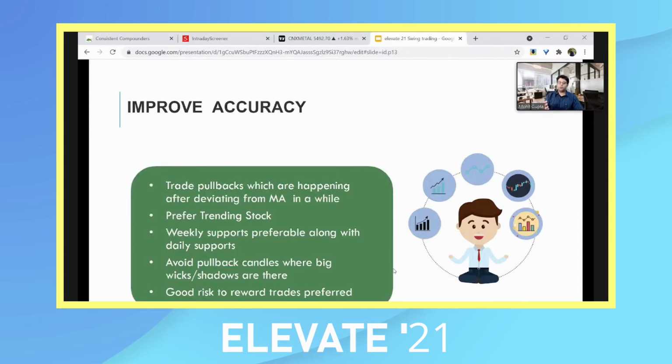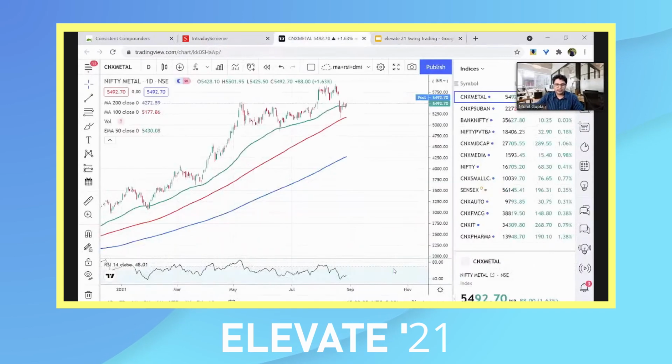Now, a couple of points before we start the Q&A session, to improve accuracy. These are some observations, again from my personal experience. You have to trade pullbacks which are happening after deviating from the MA for a while. What I mean by this is, let's say the example is there. If you are going to trade this pullback, I would prefer not to trade this pullback, but I would prefer to trade this pullback.